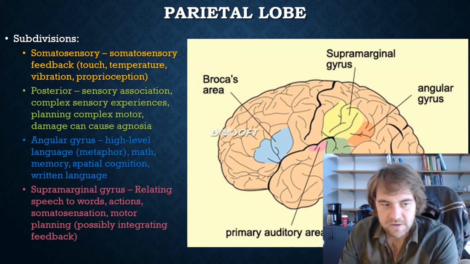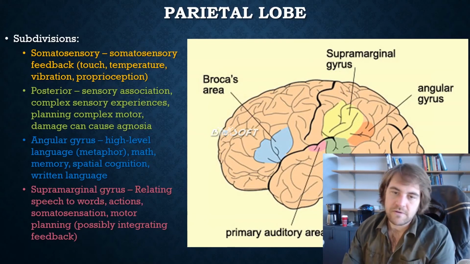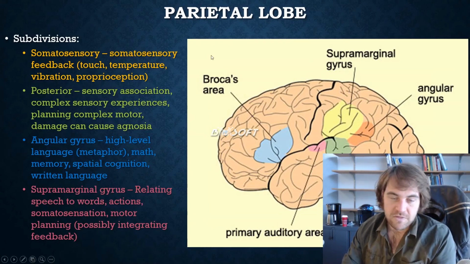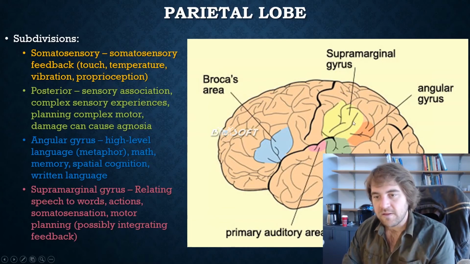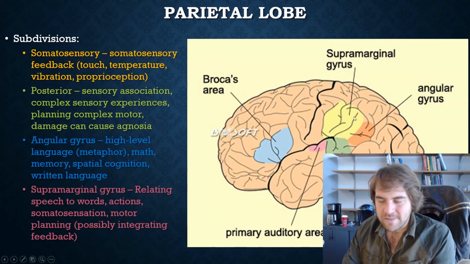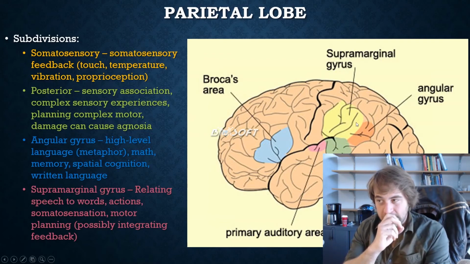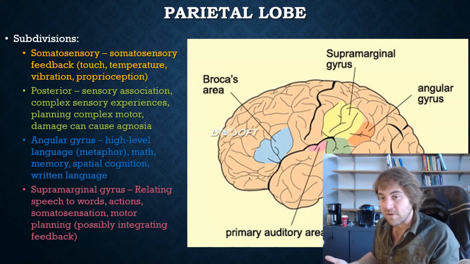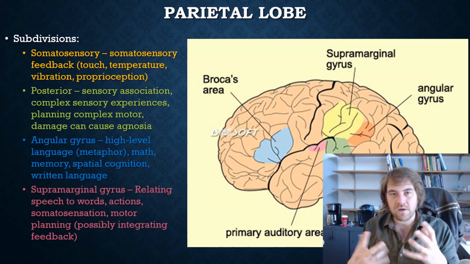Here's a picture again of what's going on in the brain, all the different speech functions of the brain. So we've got Broca's area, the supramarginal gyrus, the angular gyrus. And the size of those differ depending on what different papers you read, different textbooks you look at. What we know is that it's an area.